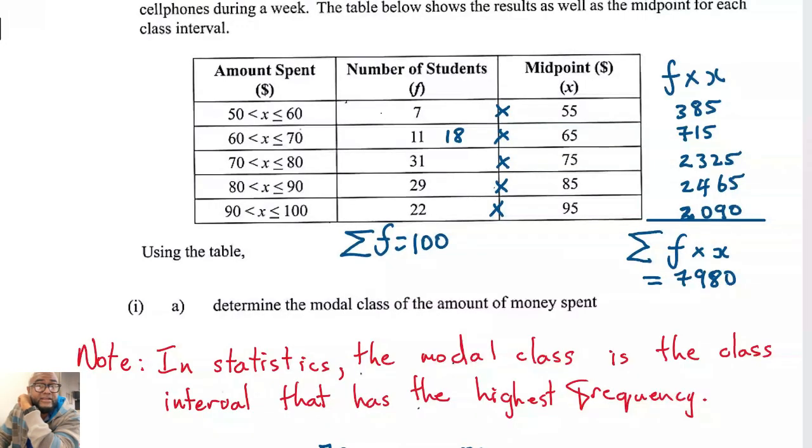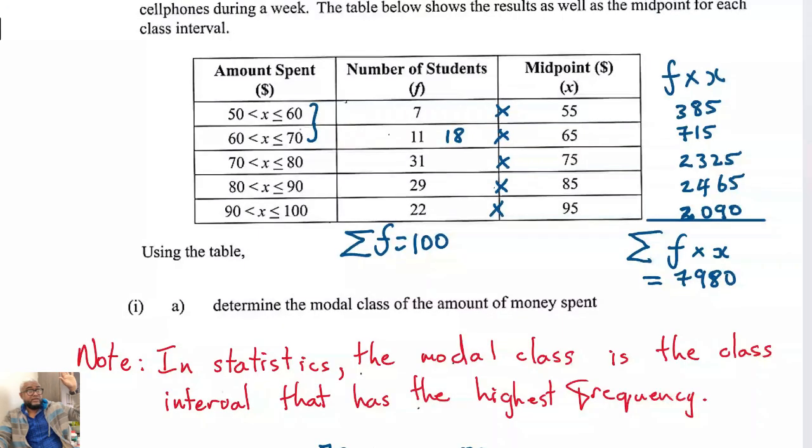18, right? So the first 18 students are in these two class intervals. Everybody good there? That means the first 7 students got money between 50 and 60. The next 11 students got between 60 and 70. So you can say the first 18 students got between 50 and 70. That is correct to say?